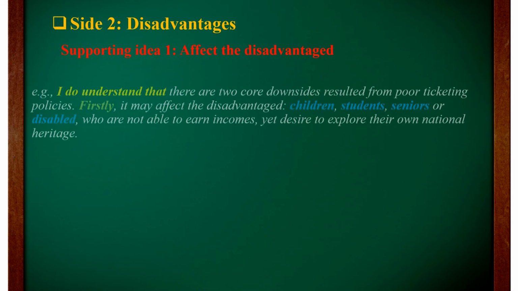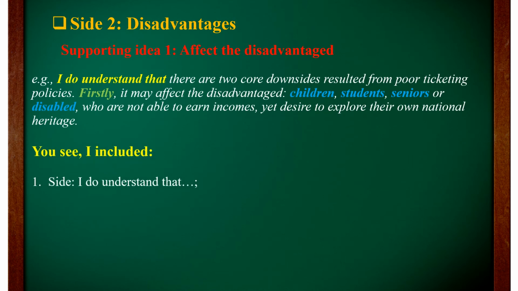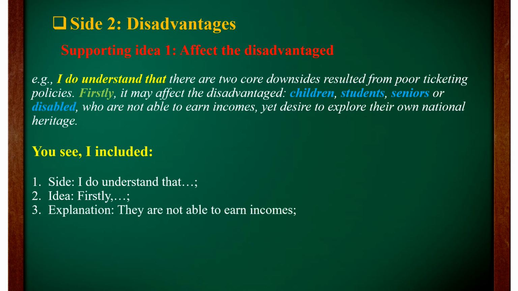The first disadvantage is the effect on disadvantaged groups. I kick off the idea with an opening, "I do understand", to inform the reader that I was aware of the other two disadvantages resulting from ticket sales. After that, I write the first disadvantage by simply using a sentence connector, "firstly". Then I explain why some people may think this is a major negative impact on certain groups of people.